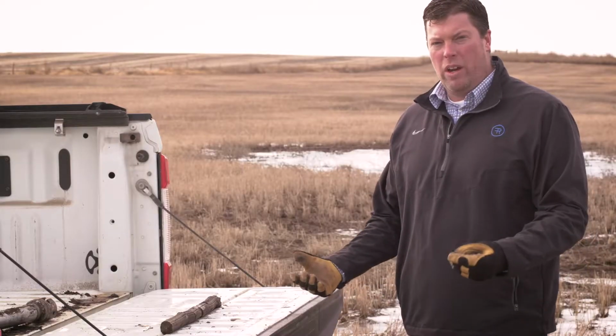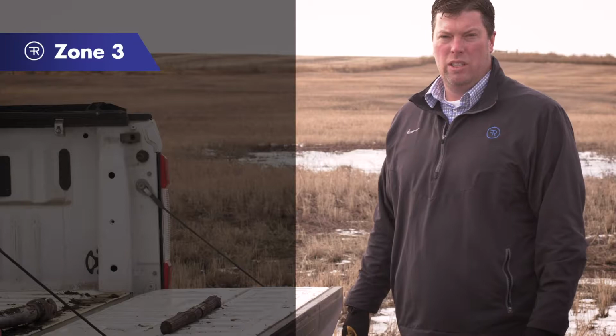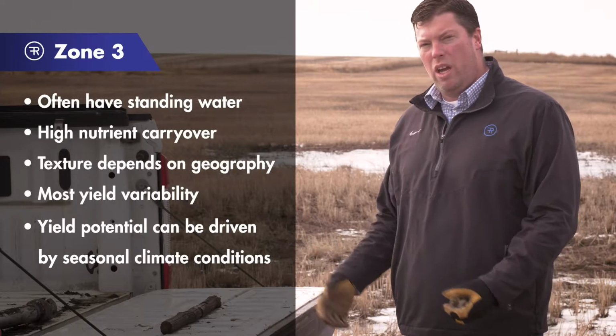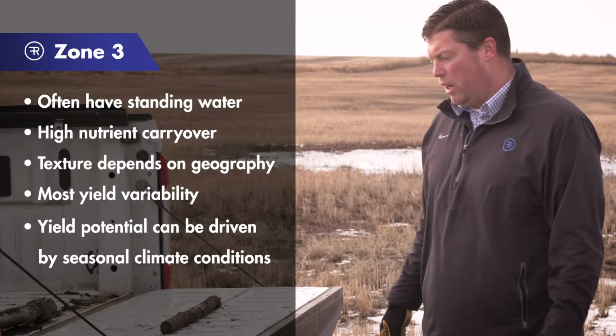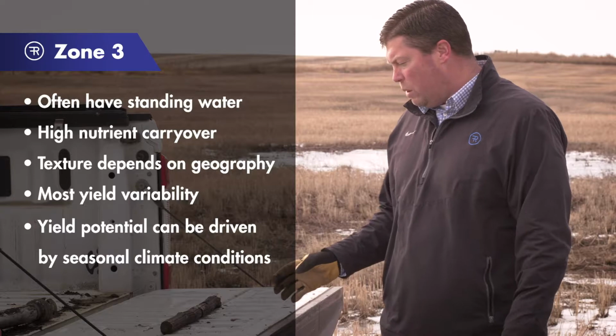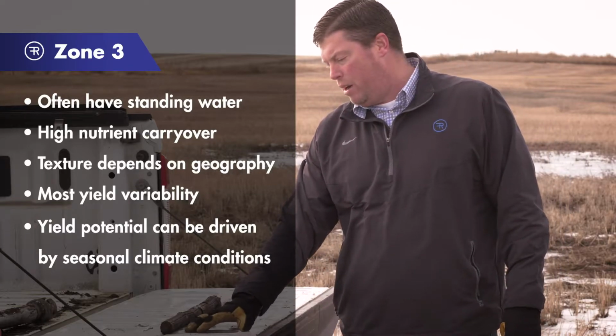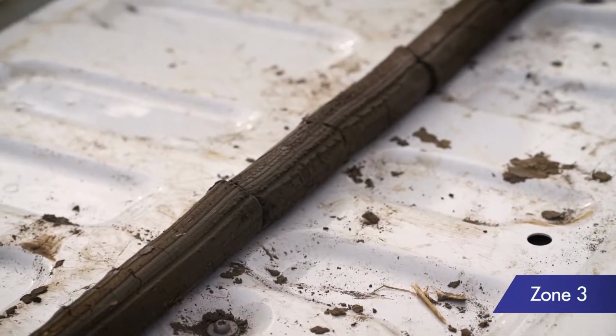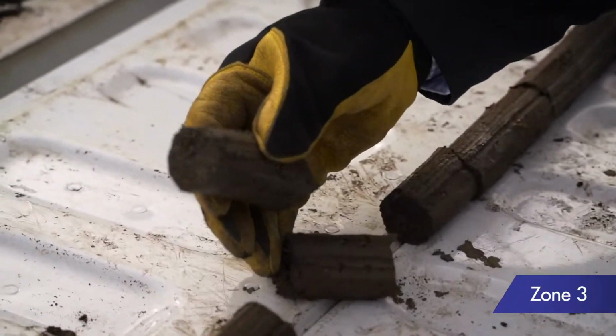Hey everybody, right now we're in a zone 3 within this field. Zone 3s are depressional areas within the field. So we went ahead and pulled the core out of this depressional area. It's kind of interesting to look at this soil core. We start down here at the bottom area of the core. We see that there's actually a bit of a clay layer here that's preventing the drainage of the water that's coming into this depressional area.